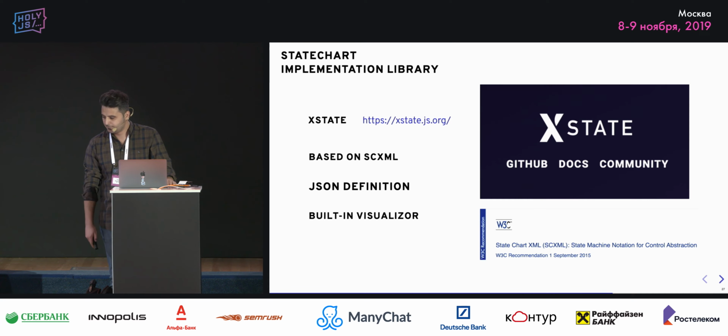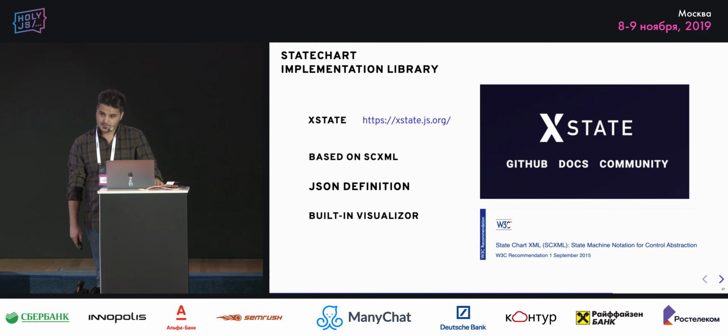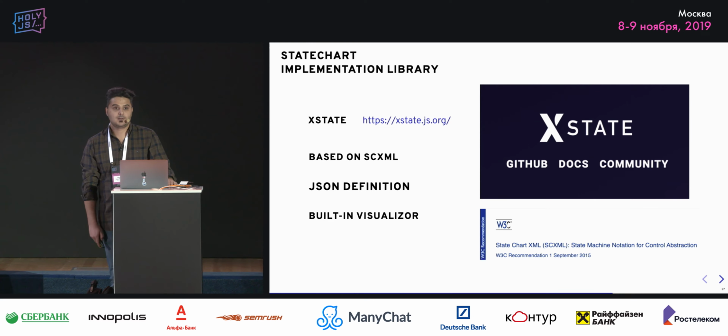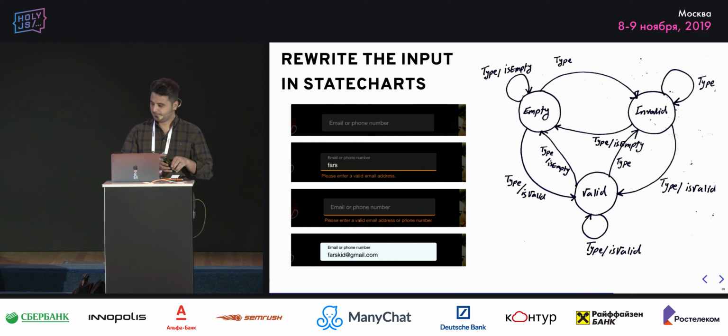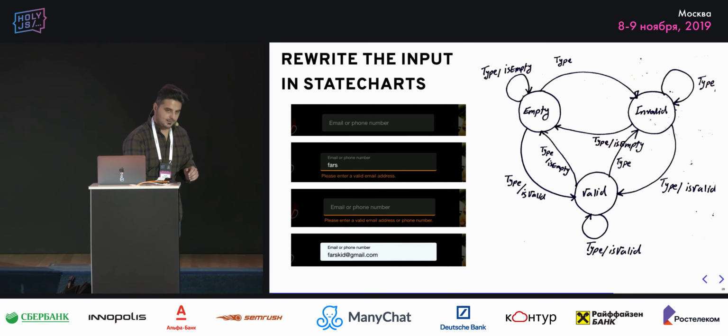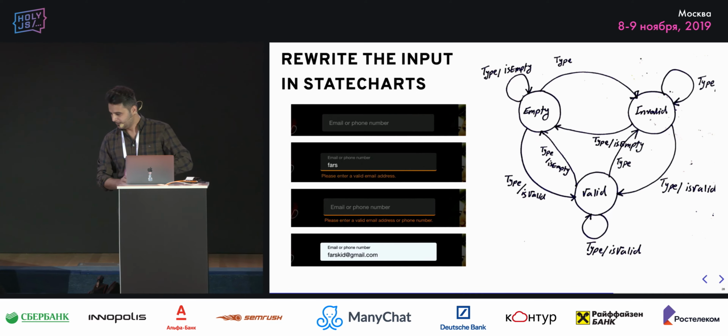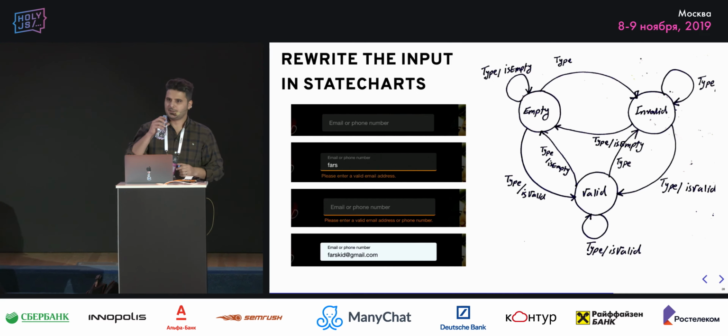But for finite state machines, for pure FSM, there are way more than enough implementations in JavaScript. But for statecharts, XState and Robot, as I mentioned. So let's rewrite our input in the Netflix login form in statecharts using XState.